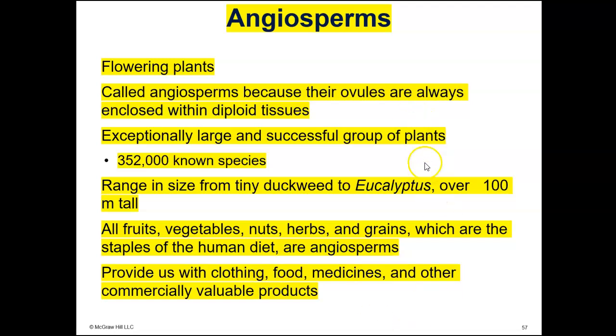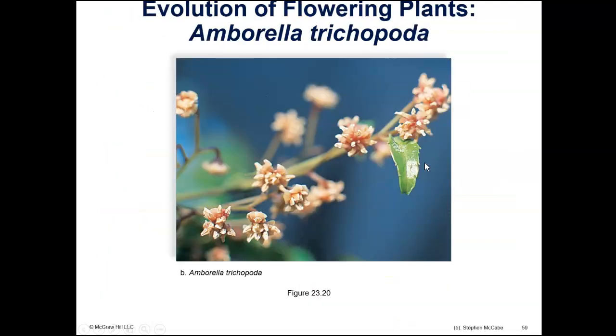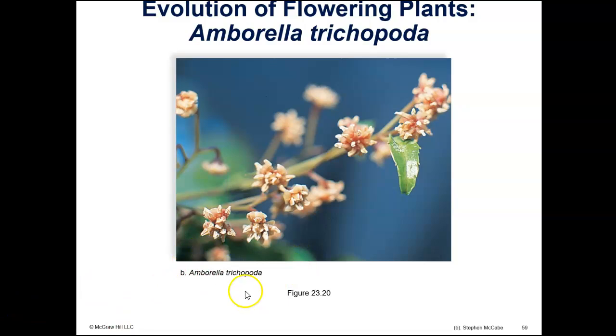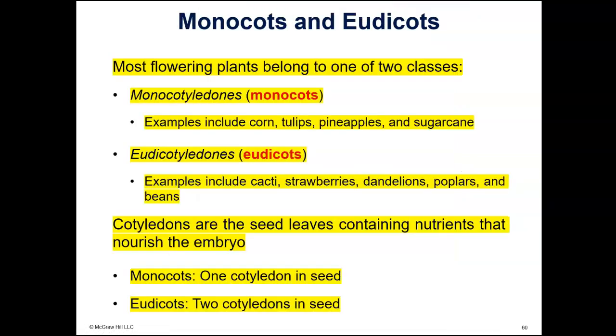All right, so this is a picture of an angiosperm, Amborella trichopoda. Okay, so this is thought to be one of the first or the first flowering plant.